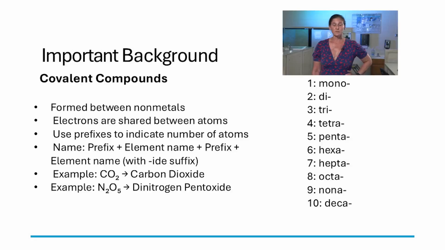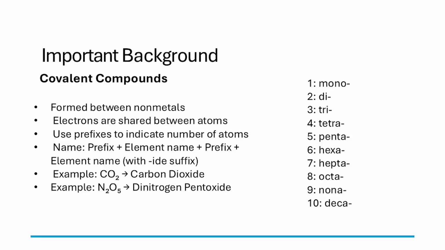1 mono, 2 di, 3 tri, 4 tetra, 5 penta, 6 hexa, 7 hepta, which sounds weird, 8 octa, 9 nona, and 10 deca. You should not, in this class, need to go any higher than deca. And there's one other thing. When mono is on the first element, you do not write it. So for example, most of us know CO2 is called carbon dioxide, not monocarbon dioxide. And let's say you combine oxygen with nitrogen, N2O5, you get dinitrogen pentoxide.